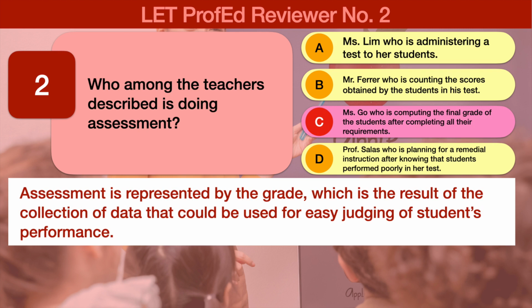The correct answer is C, because assessment is represented by the grade, which is the result of the collection of data that could be used for easy judging of students' performance. Option A refers to testing, which is one of the techniques when assessing learning. B refers to measurement, because it refers to the quantification of data, which is like computing the scores obtained in a test. D refers to evaluation, because it involves judgment, that is, students performed poorly, and decision-making, that is, planning for remedial instruction.